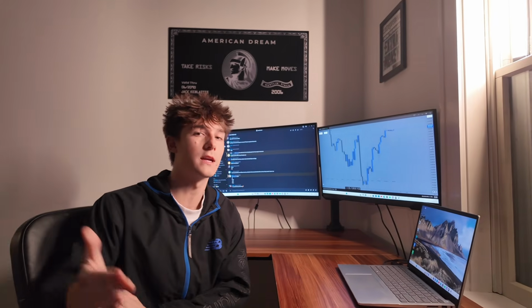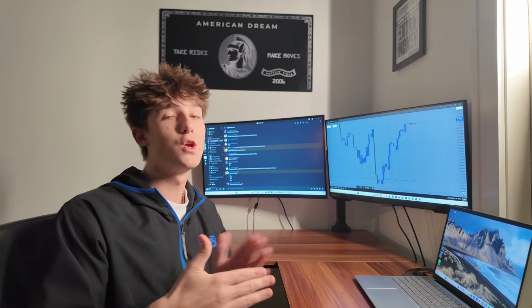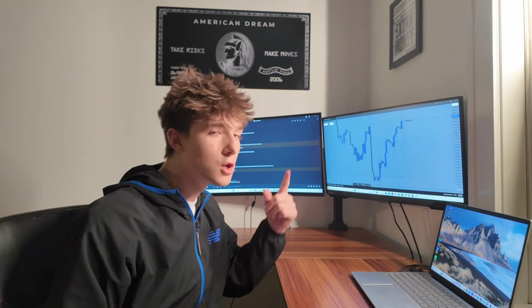Because when you're looking for a continuation long, what do you need to wait for? You need to wait for that retracement we put in. It needs to be invalidated, right? Because you are looking for conviction and confirmation that we are no longer going to retrace lower, right? We are no longer going to retrace lower. That is what you're waiting for.